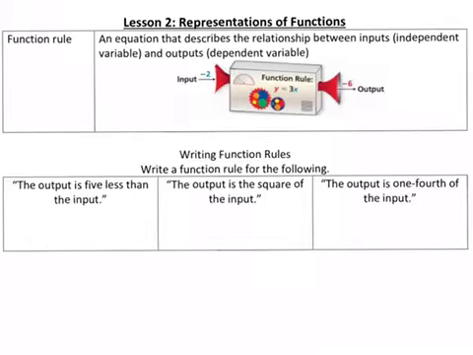Today we're going to learn how to represent functions in different ways. So let's talk about what the function rule is. A function rule that we'll be dealing with in this lesson is an equation that describes the relationship between the inputs and the outputs. Now, inputs are independent variables and outputs are dependent variables.